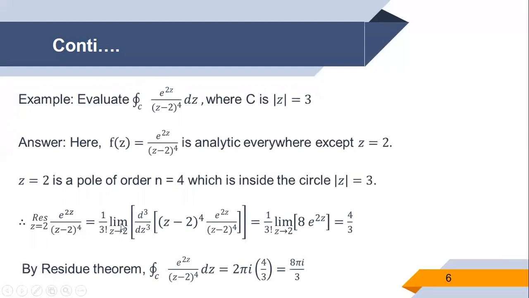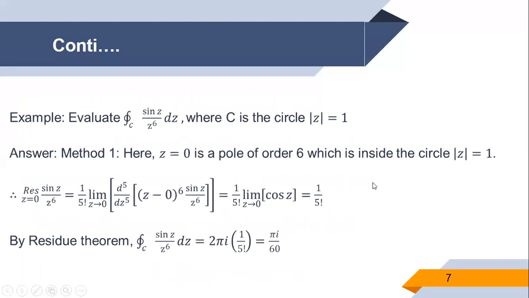So by residue theorem, the integration over the curve C of e raised to 2z upon (z minus 2) raised to 4 dz is equal to 2 pi i into 4 by 3, which is 8 pi i by 3. This is the solution. Now another example. Evaluate the integration over the curve C of sin z upon z raised to 6 dz, where C is the circle, mod of z is equal to 1.